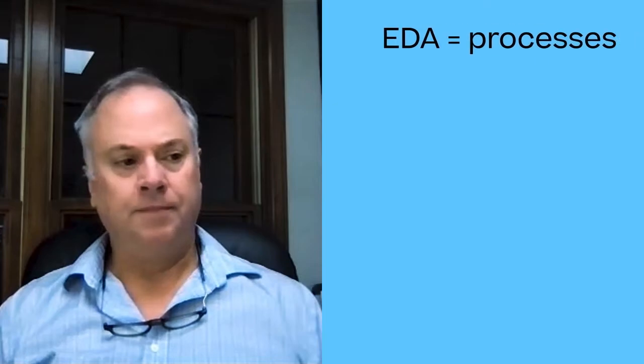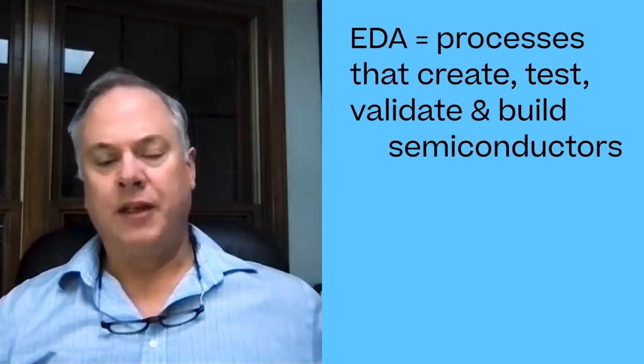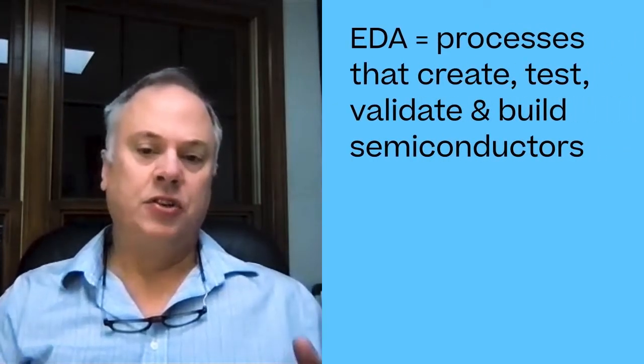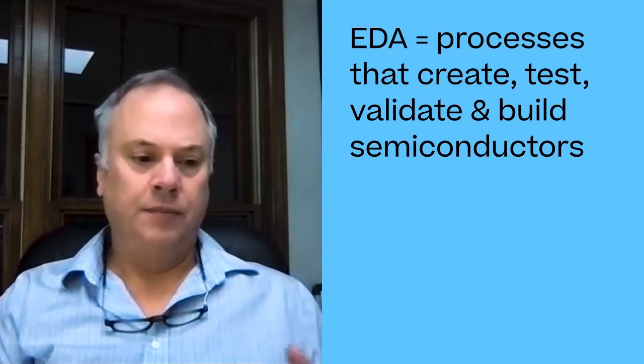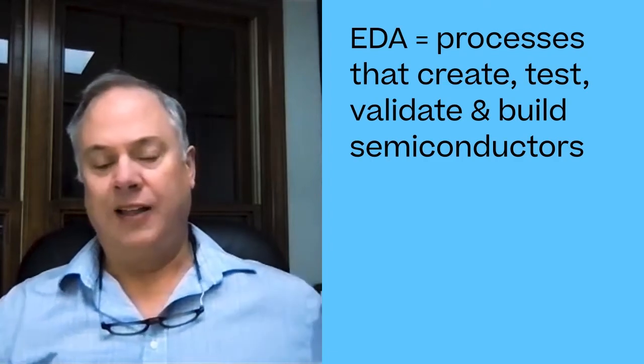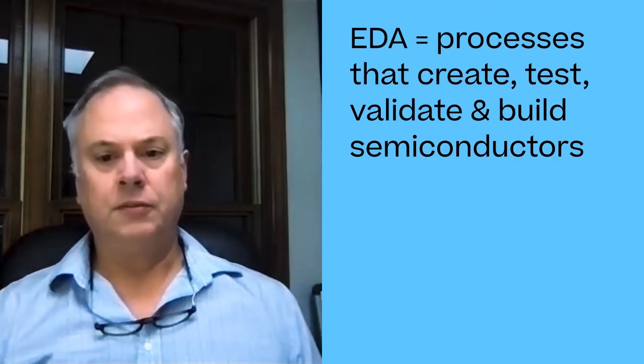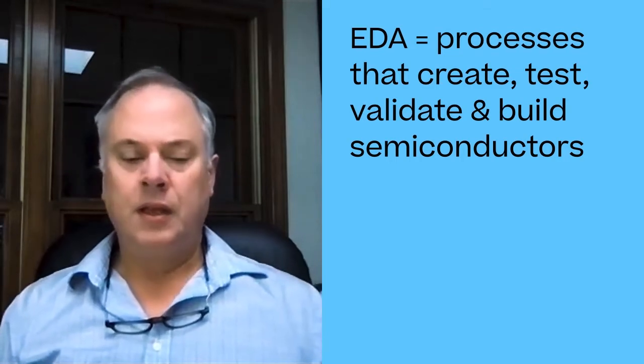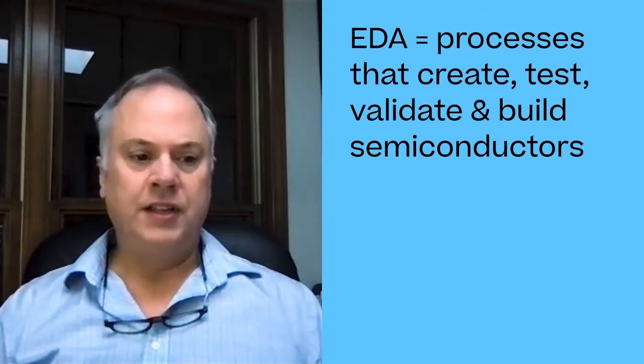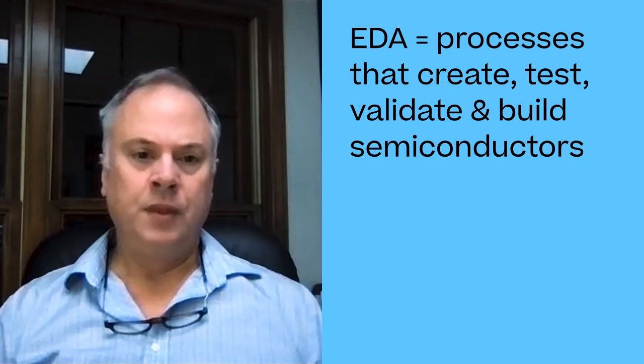So EDA stands for electronic design automation. And it's really the whole semiconductor industry, which of course is in the news a lot today as we're working to meet ever greater demands. So electronic design automation is all about the processes that you go through to create, test, verify, validate, and then build semiconductor chips. And the industry's always had some very interesting challenges.